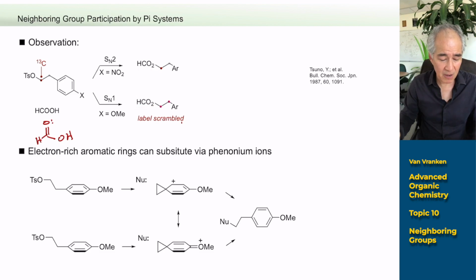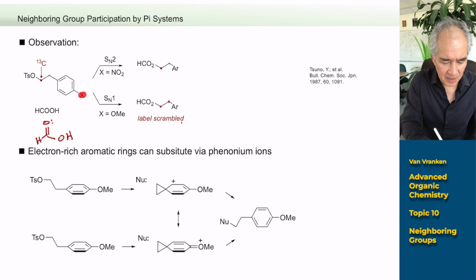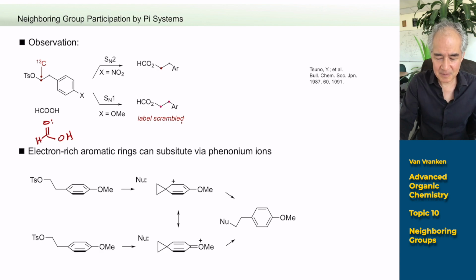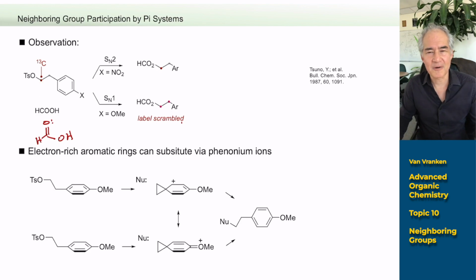But you get a different outcome, or a different mechanism, depending on whether you have a nitro substituent at the para position or a methoxy substituent at the para position. And you wouldn't know that there's any difference in the mechanism, but some clever person put a C13 label right next to the tosylate group.